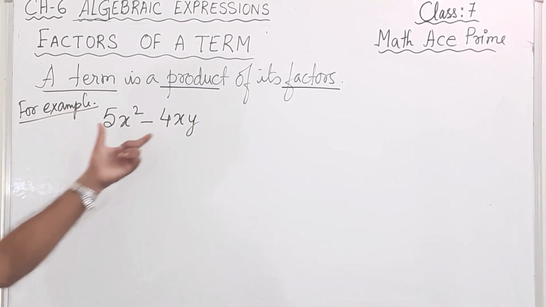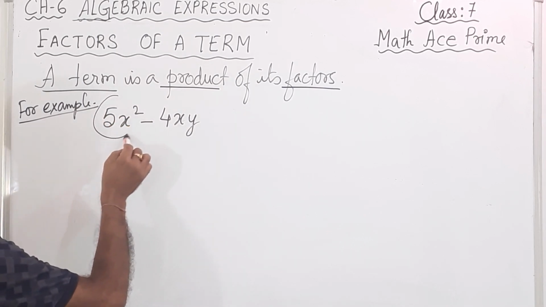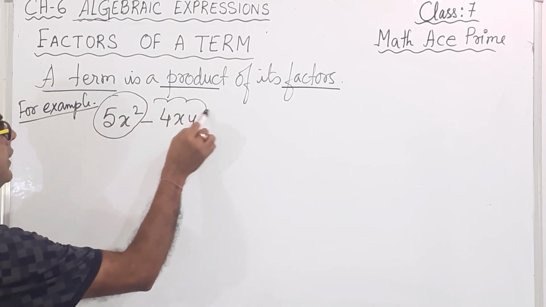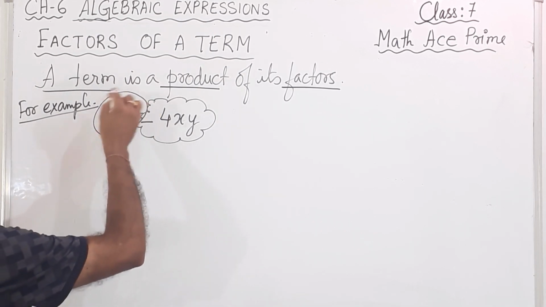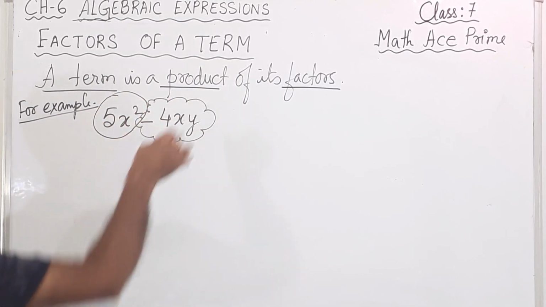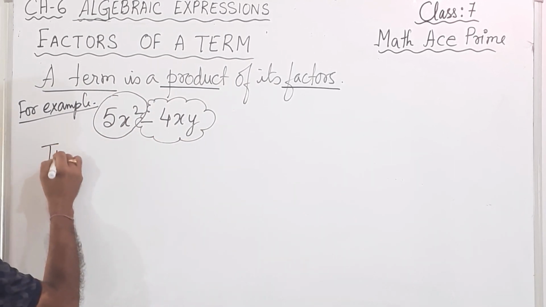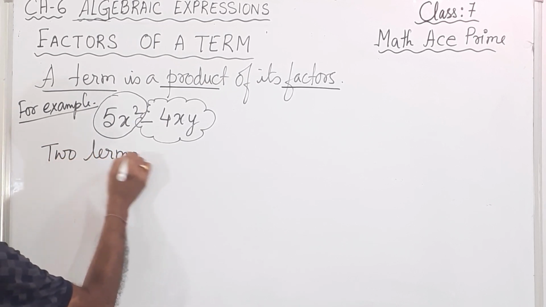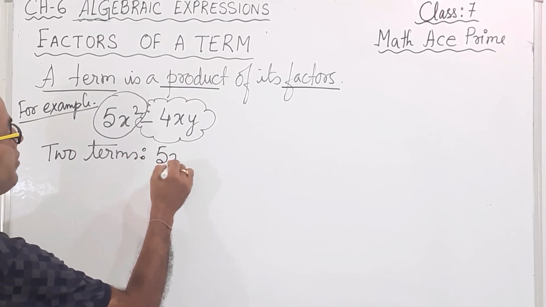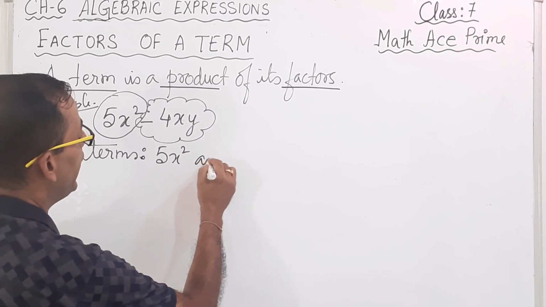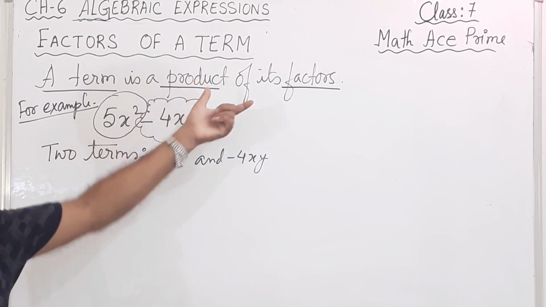Now in this algebraic expression, how many terms are there? This is one term, and the next one is another. If I think of them as biscuits, this one is a Marie biscuit and this one is another type of biscuit. So how many biscuits are there? 1 and 2. So here there are 2 terms. One is 5x square and another one is minus 4xy.